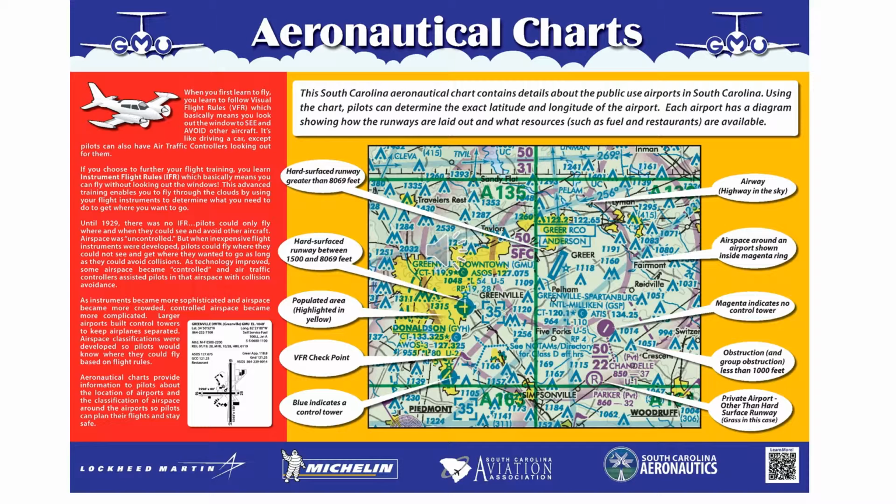It shows obstructions and group obstructions less than 1,000 feet. Private airport other than hard surface runways, and in some cases grass runways, are also reflected.